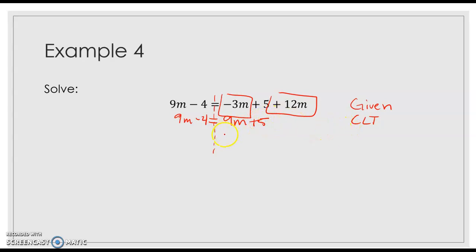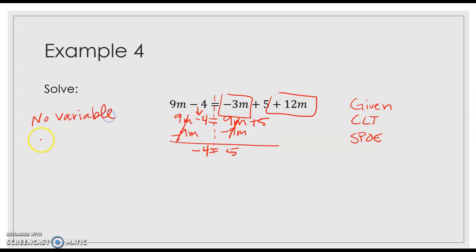And so then from here, I'm going to use my subtraction property of equality, and I'm going to subtract 9m from both sides. Oh, it happened again. My m's disappeared. I'm left with a -4 equals 5. Yeah, don't drop that negative there. That is important. So I have a -4 equals 5. So again, no variable. It went away, right? But in this case, it's a false statement, right?